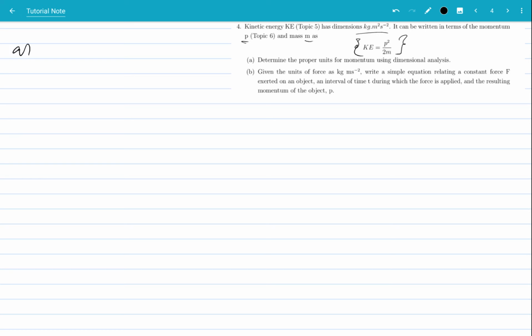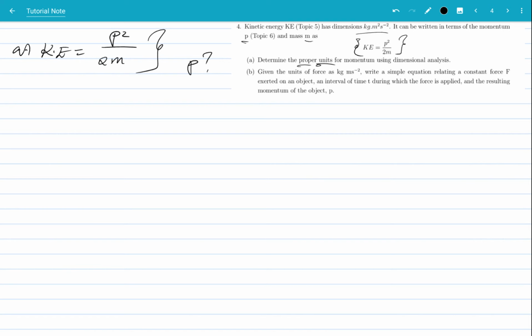So when they say kinetic energy is equivalent to momentum squared over 2m, they want us to find the dimensions of what? P, isn't it? So not the dimensions, the proper units of P. In order for us to find the proper units of P, the first thing we're supposed to do is to find the dimensions of P. Now how do we do that?